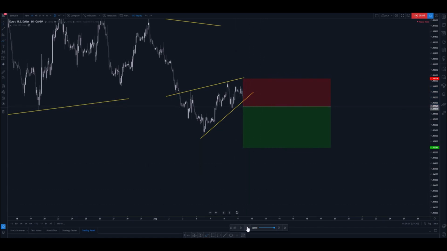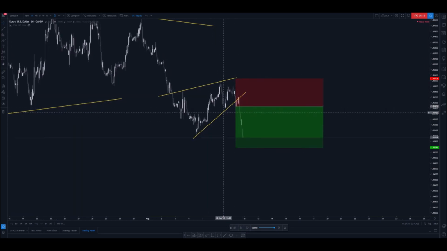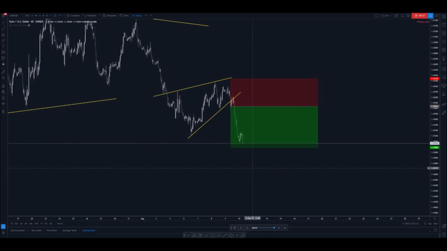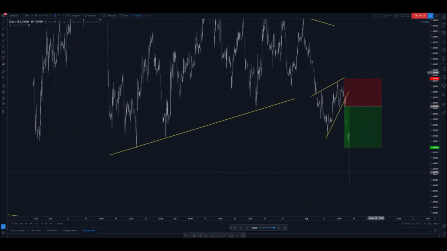So if we take a look at what happened next, there we broke the last low, and we are currently forming a new lower low, and that can now be classified as a new lower high. Obviously, when we reached 1%, we would have moved our stop loss to entry and made this trade risk free.